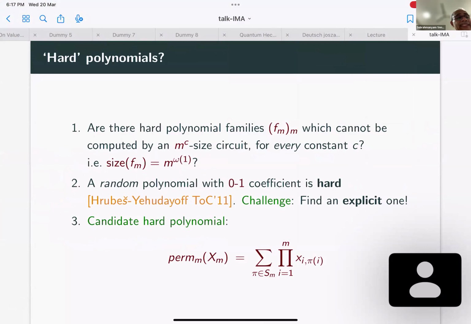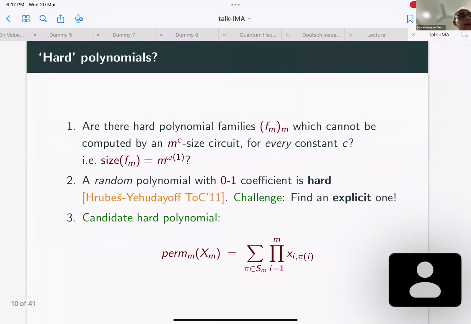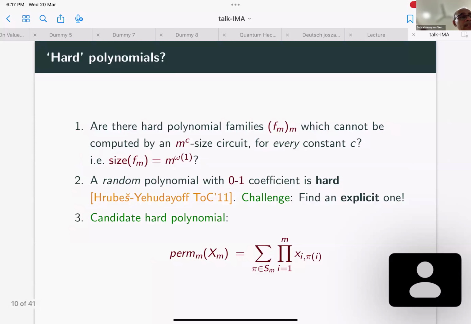It turns out yes, that if I pick up a random polynomial, then it was shown, in fact, he is in your institute, Pavel is in your institute. So he, along with Yehuda, showed that a random polynomial is actually hard. If I give you a random polynomial in n variables with 0, 1 coefficients, it will require exponential size determinant to compute.